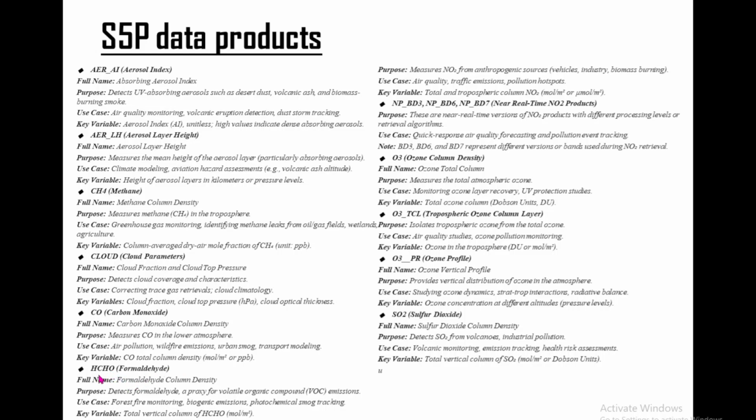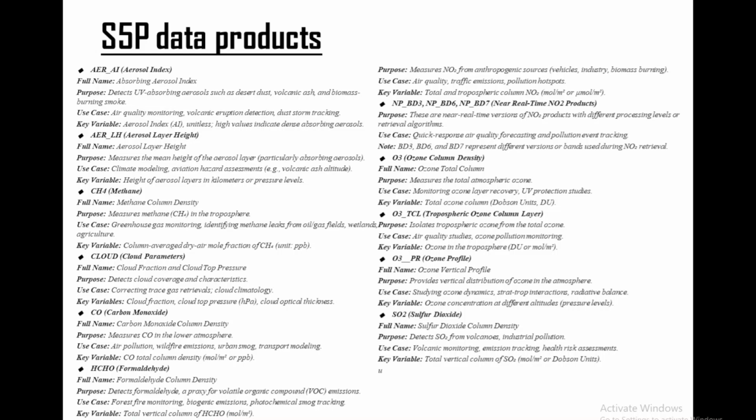Then formaldehyde, HCHO, that is formaldehyde column density. It detects formaldehyde, which is often coming from forest fires, which is a proxy for volatile organic compounds being incinerated or burning. So it is used for forest fire monitoring, biogenic emissions, photochemical smog tracking. Total vertical column of formaldehyde is noted in terms of, again, ppb.